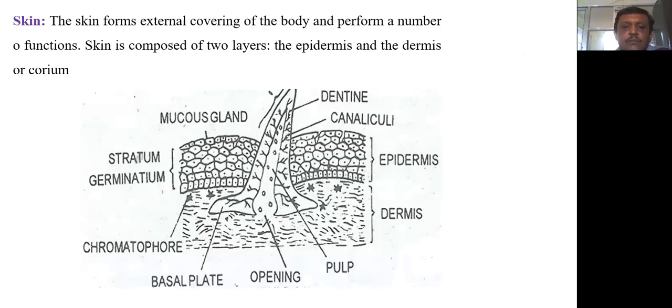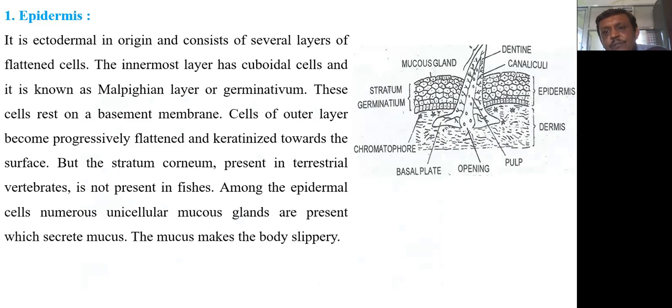Then in external features, we also describe the skin of Scoliodon. So now let us see how the skin of Scoliodon is made up. The skin forms the external covering of the body and performs numerous functions. The skin of Scoliodon is composed of two layers, epidermis and dermis. Dermis is also called corium. So firstly, we will see the epidermis. Epidermis is ectodermal in origin and consists of several layers.